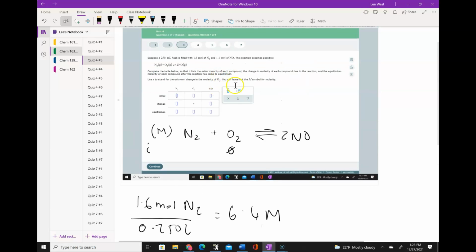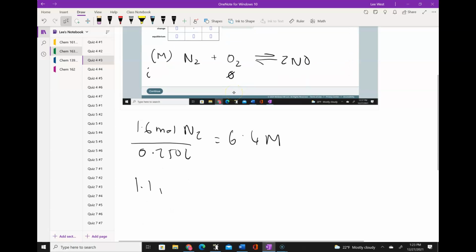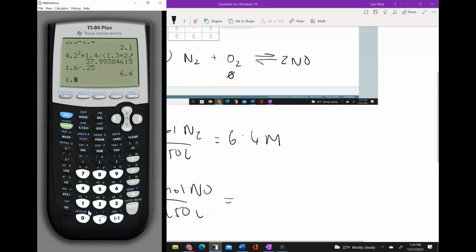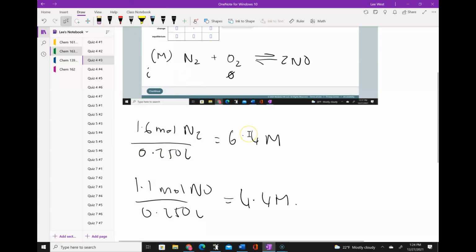And then what do we got? 1.1 moles of NO in a 0.25 liter container. And again, we know this is going to be 4.4, but we'll still double check. There we go. No surprises there. Just being really cautious. So 6.4 of that guy, 4.4 of that one.